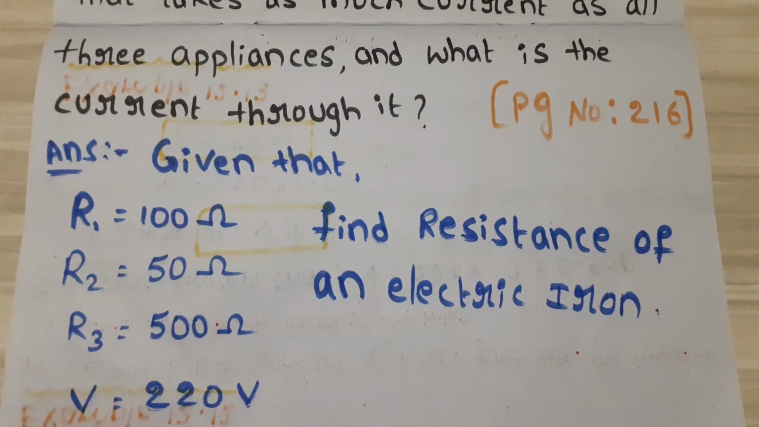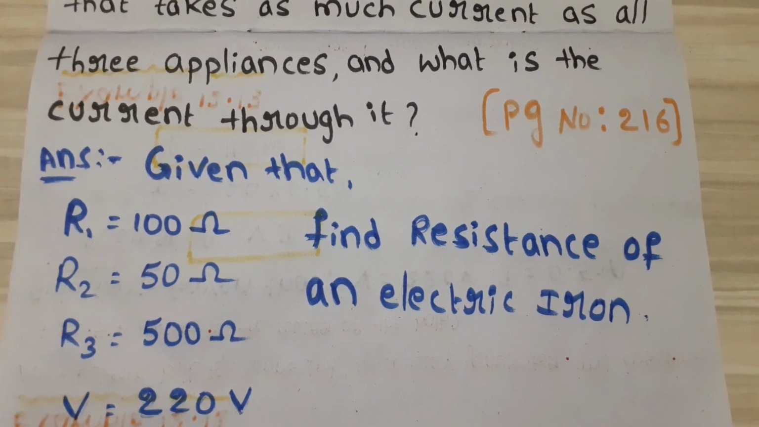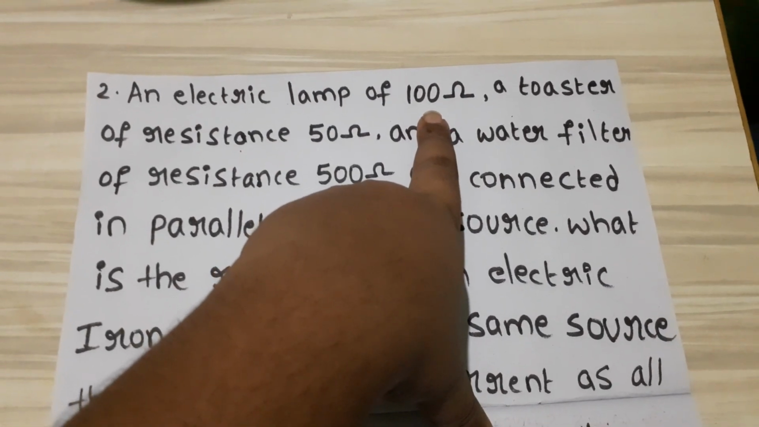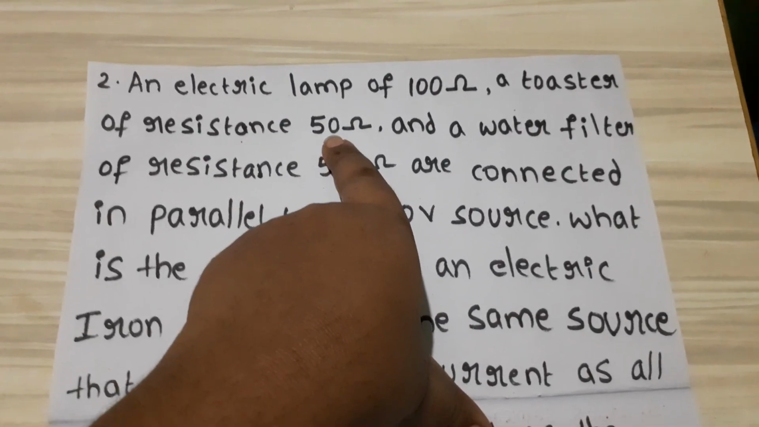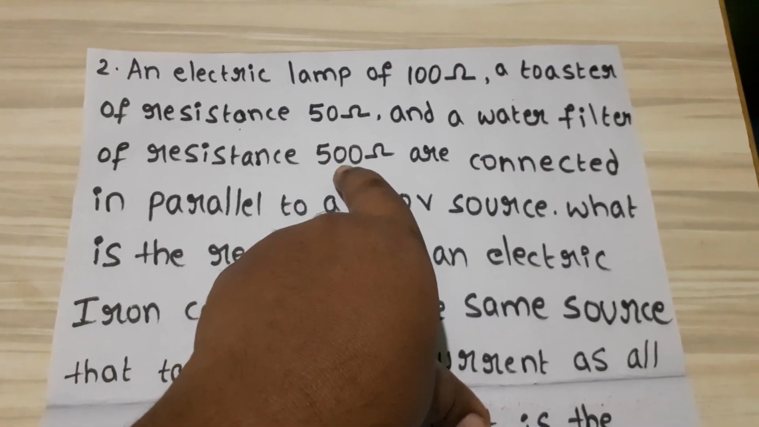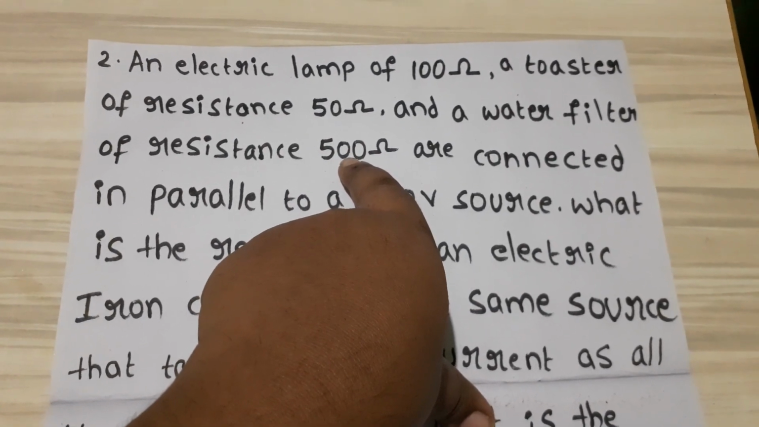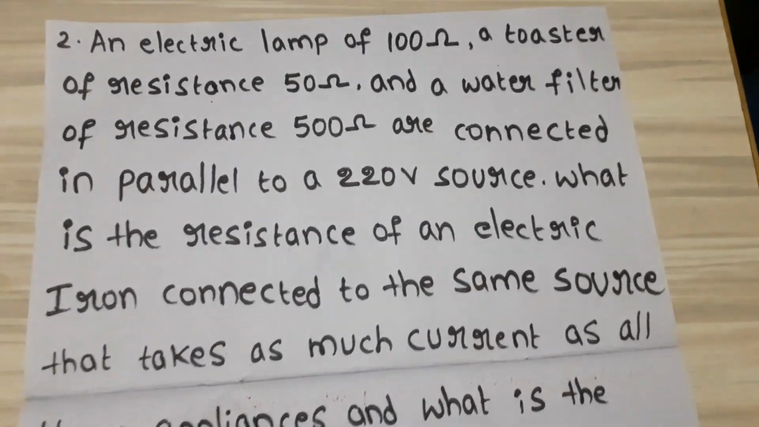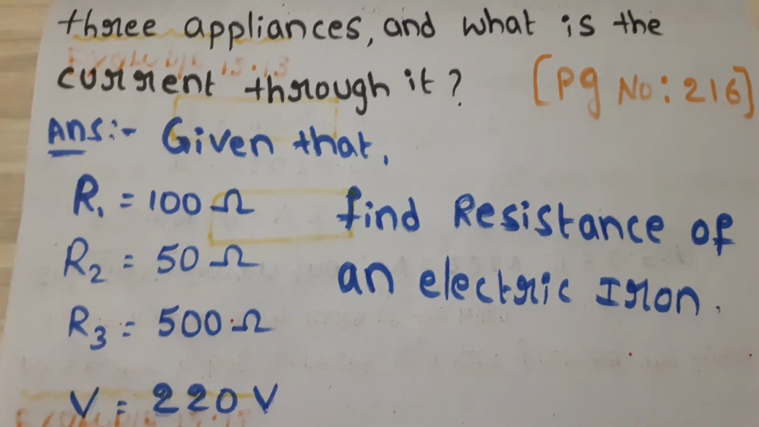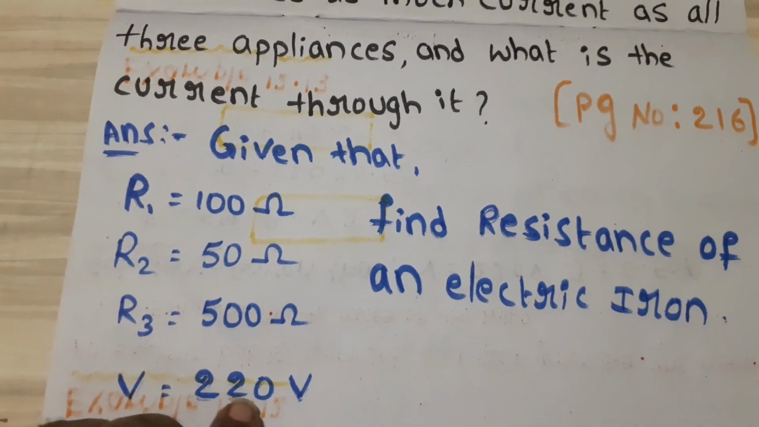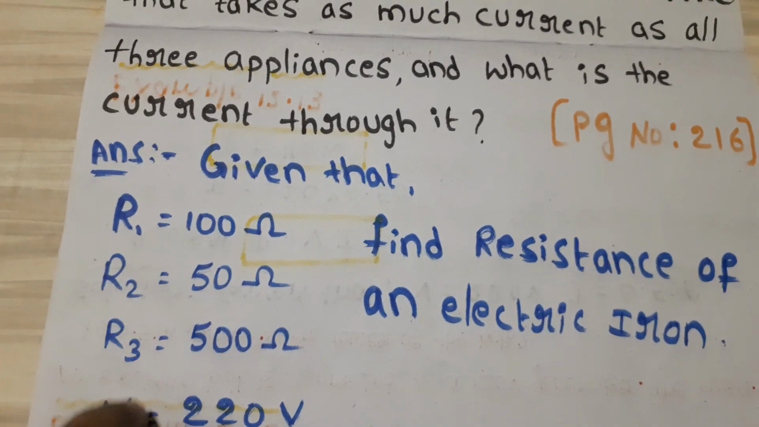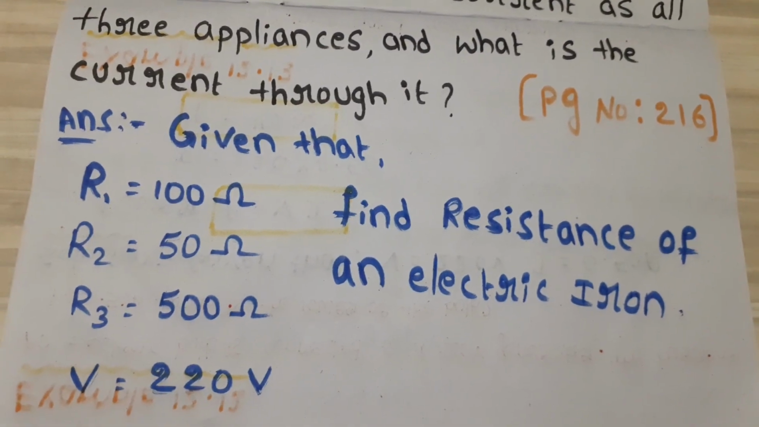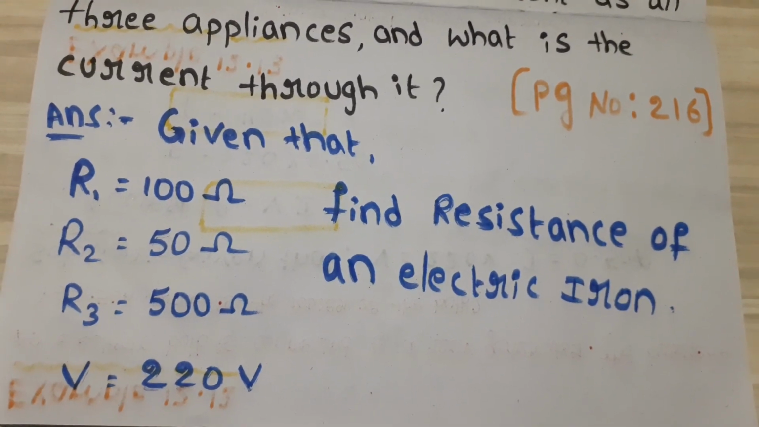So first of all, I am noting down what the given data in the question is. 100 ohms, this is R1, 50 ohms, this is R2, resistance 500 ohms, this is R3, and this is the battery of potential 220 volts. R1, R2, R3, potential difference 220 volts. We have to find out the resistance of an electrical iron.